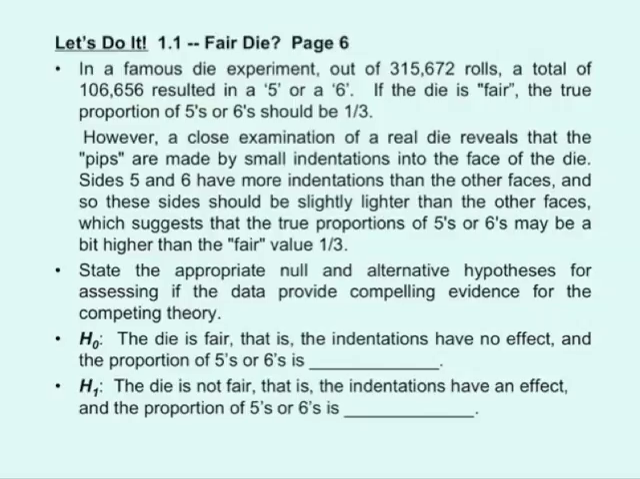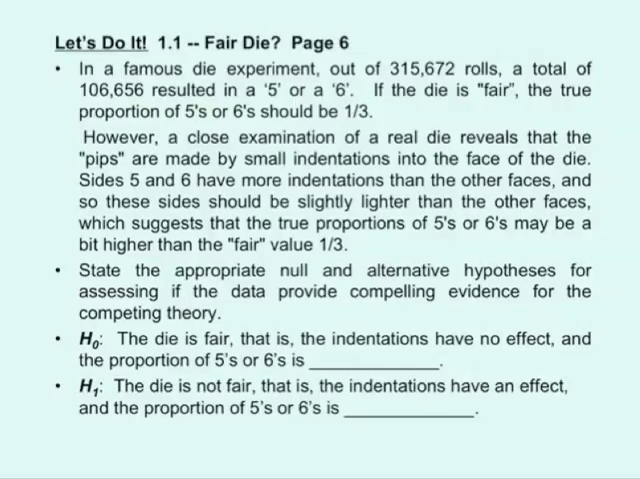It shows up on page 6 of your textbook. In a famous die experiment, out of 315,672 rolls, a total of 106,656 resulted in a 5 or a 6. If the die is fair, the true proportion of 5s and 6s should be 1/3. So you ought to take your calculator out and see if that comes out close to 1/3, okay?